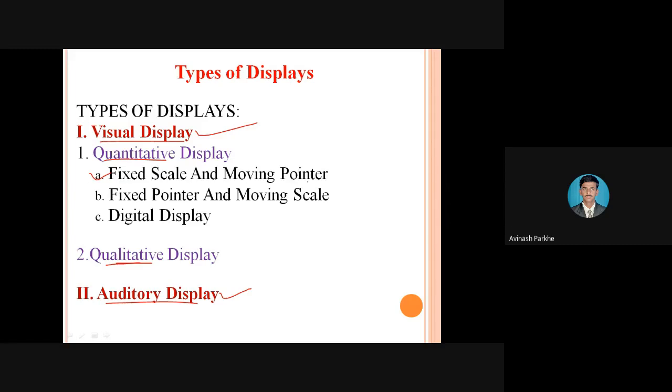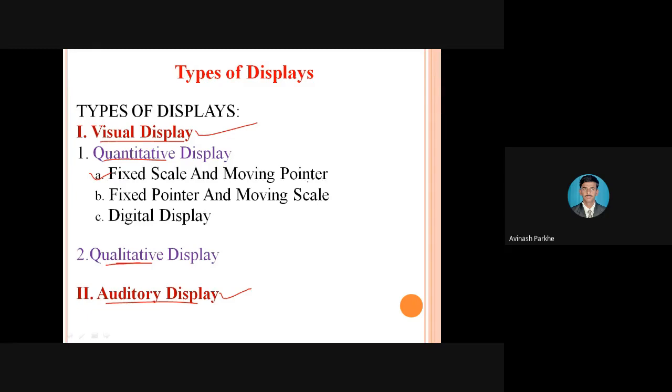If you take the example of our watch, in that the scale is fixed. That means numbers are given. If I take the example of a circular watch, in that circular watch the scale is fixed. Maybe 1, 2, 3, 4, 5, 6, 7, 8, 9, 10, 11, 12. Up to that, 1 to 12, all the numbers are fixed.